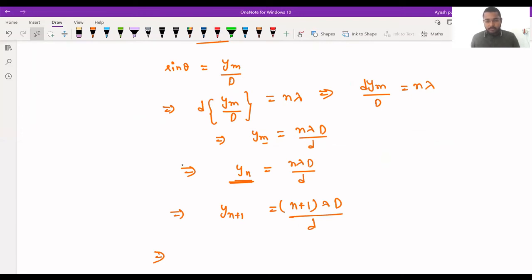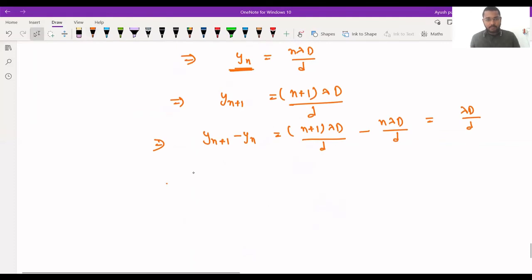So if I want the distance between these two consecutive bright fringes, then we have to do y(n+1) minus yn. Then we will get (n plus 1) lambda D upon small d minus n lambda D upon small d. So we will get lambda D upon small d. Okay, so this is the fringe width. I told you the distance between two consecutive bright fringes or two consecutive dark fringes is known as the fringe width. We will denote it by beta, and that will be lambda D upon small d.